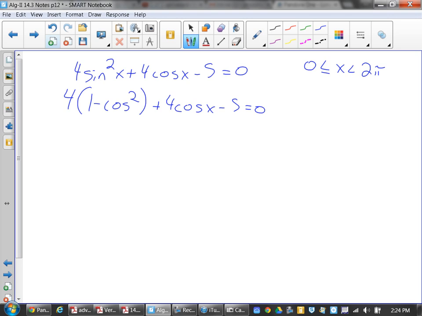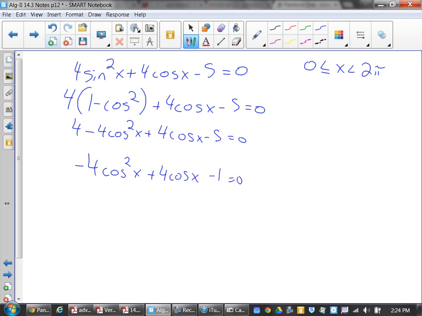Distribute out, and now I'm going to combine my like terms. The only thing I can do right here is 4 minus 5. What do you get? Negative 1. So what happens here is you get negative 4 cosine squared of x plus 4 cosine of x minus 1 is 0. I'm still going to have to factor this, but what's the first thing I'm going to do? Multiply everything by negative 1. Yeah, the GCF of negative 1 is fine. It's the same idea.